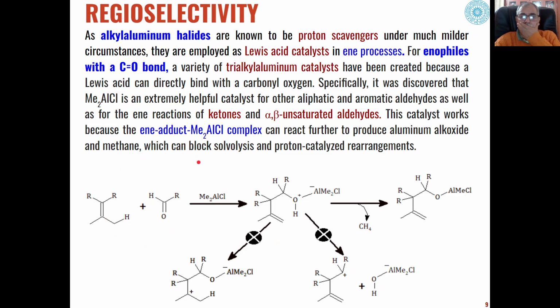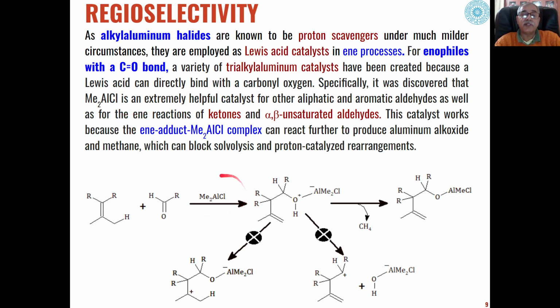Then some examples of regioselectivity: if there is a possibility of formation of product at two places, two atoms, then out of those two only one is preferred. Such products are called regioselective products.